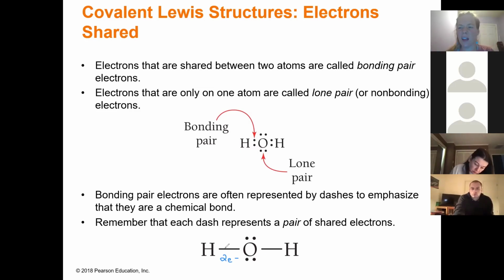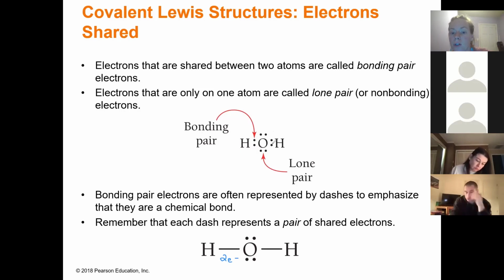If that feels sort of like, how did you do that? You just sort of moved them together and did some magic. I will show you that there is an actual system to follow so that you do it correctly every time. But for right now, let's just look at the difference between bonding pair and lone pairs.